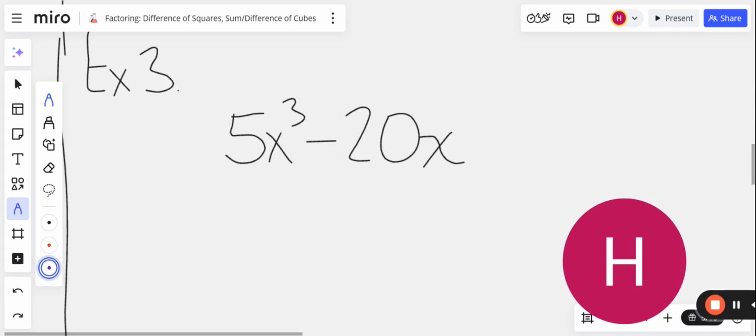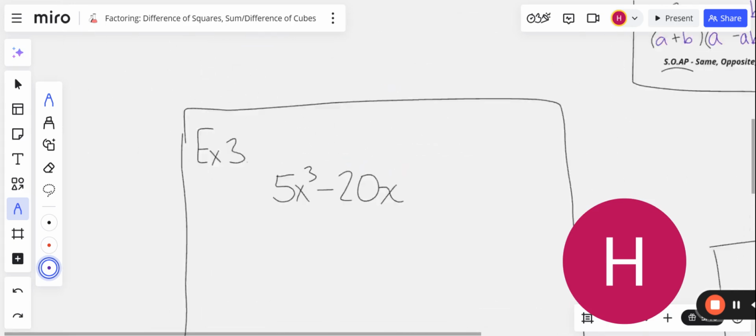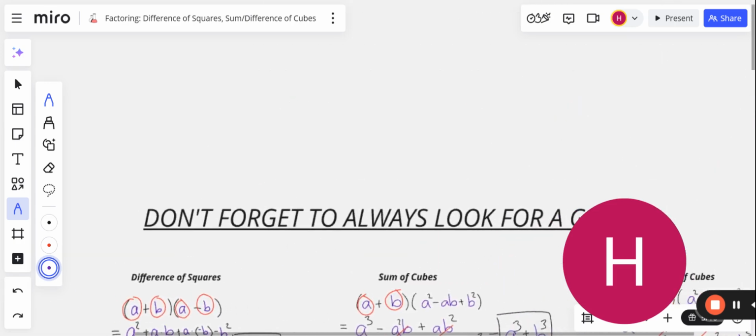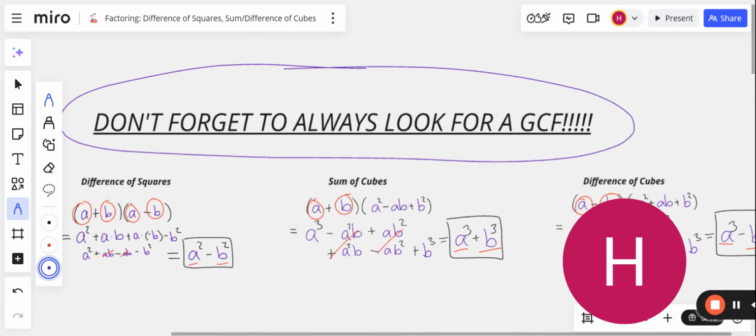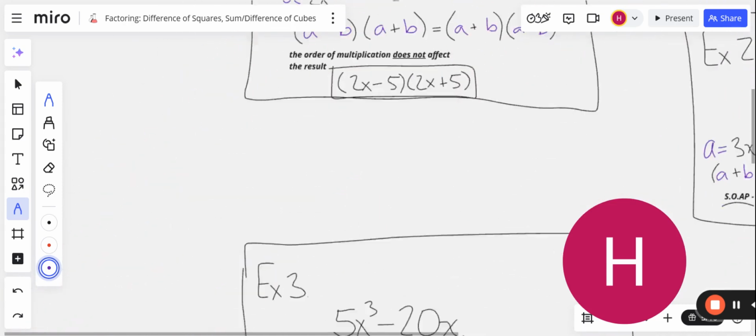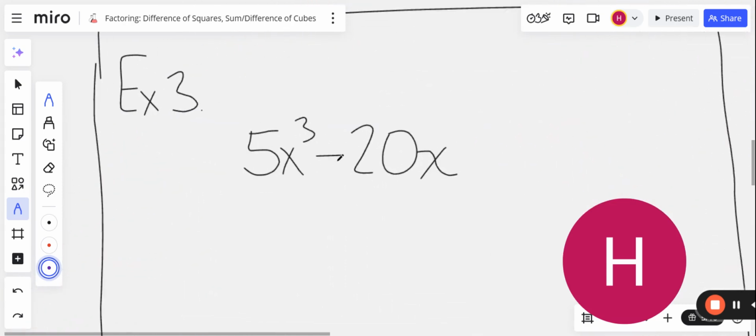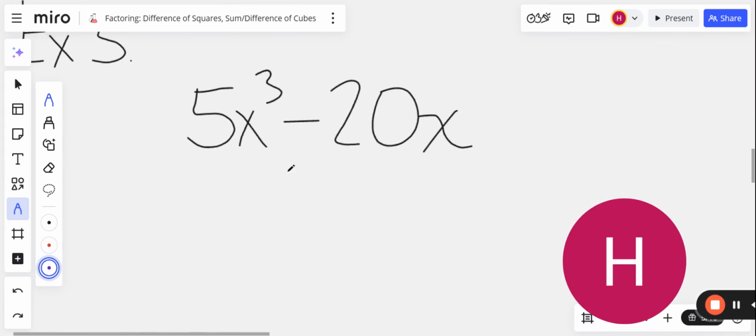So let's think back to the basics. I mean, do I have to say it? You can read it, right? Yep, that's right. We got to look for a GCF. So let's look for a greatest common factor. And there are clearly common factors here. They both have x involved. So that's a common factor.